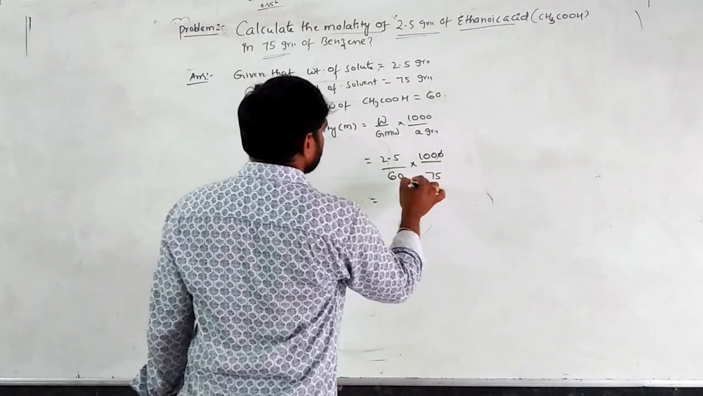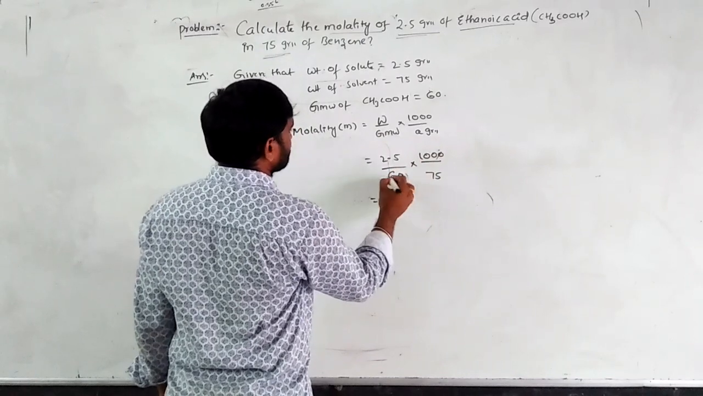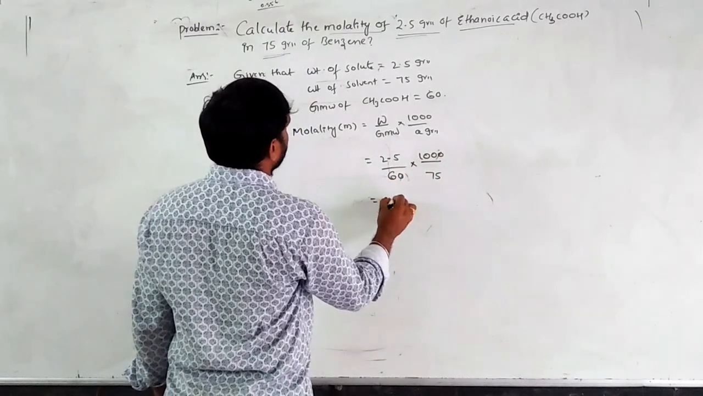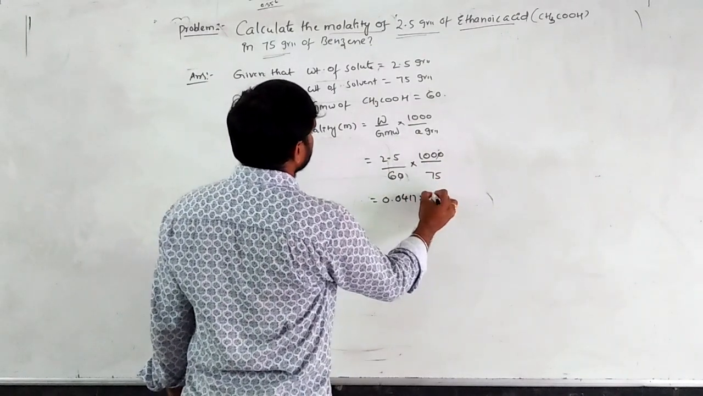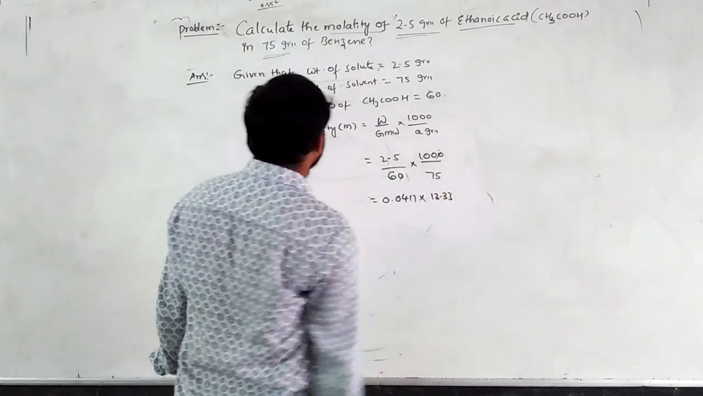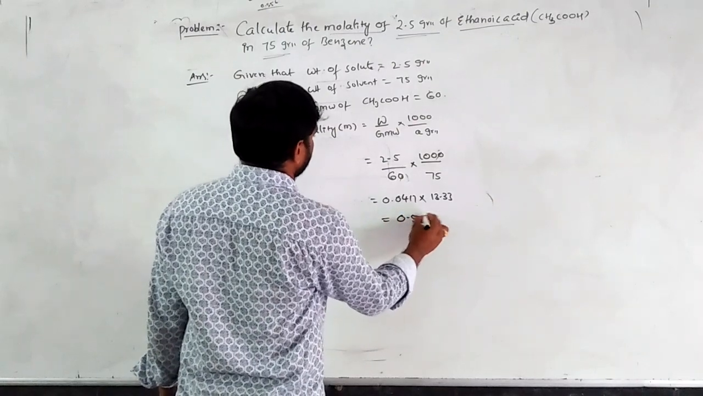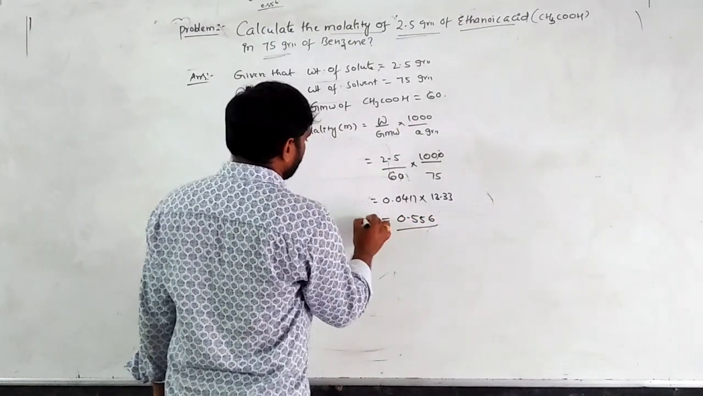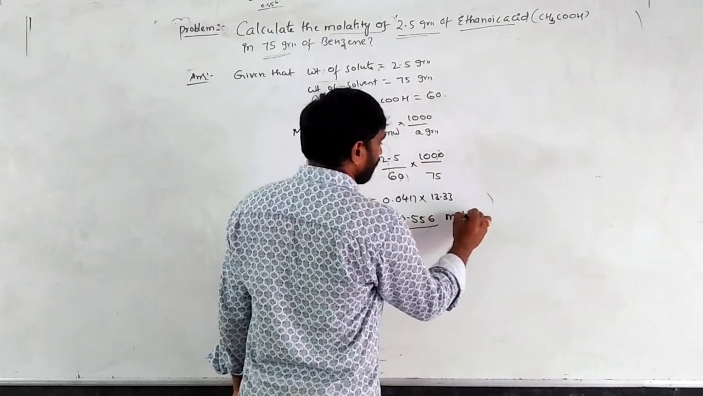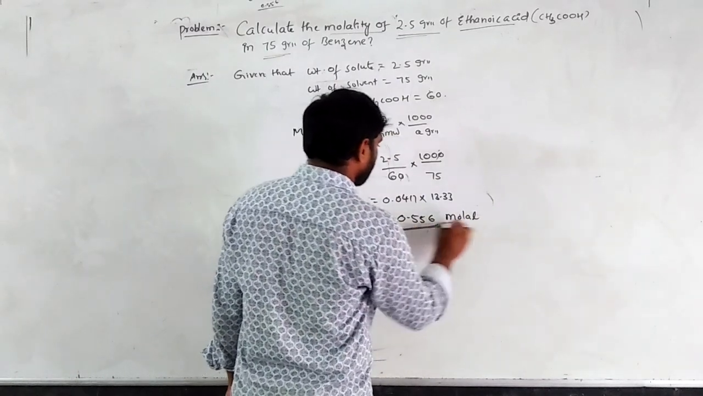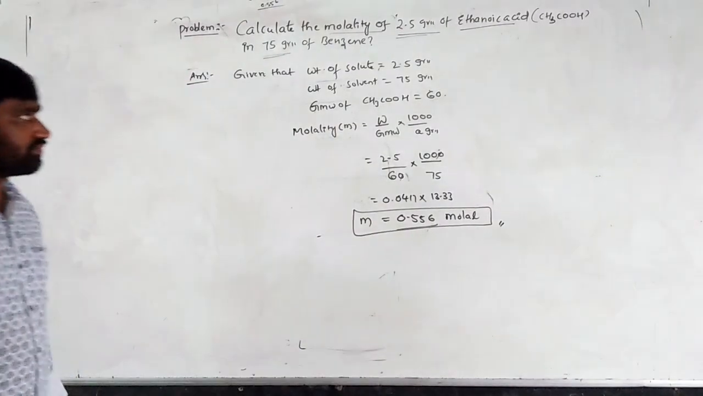So 2.5 by 60 is 0.0417, into 1000 by 75, which is 13.33. So finally we get the answer 0.556. What are the units of molality? Moles per kg, or molal. This is the molality of this solution.